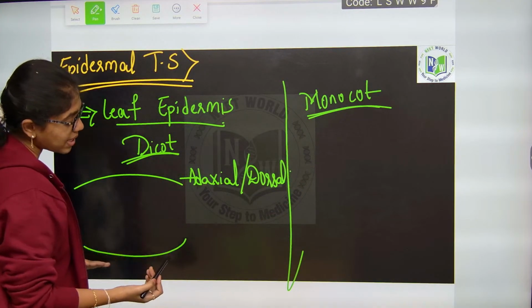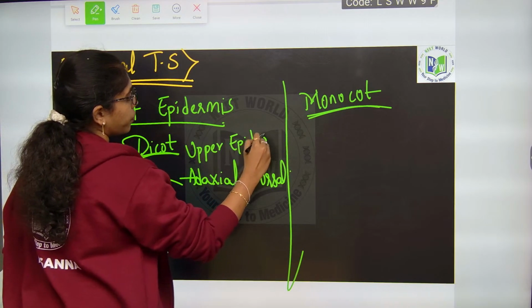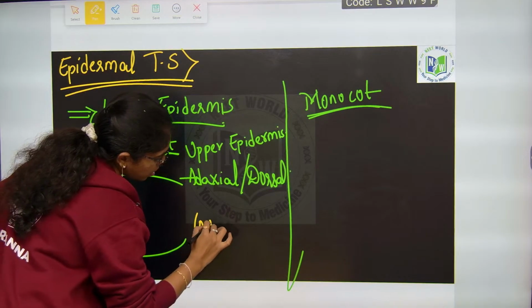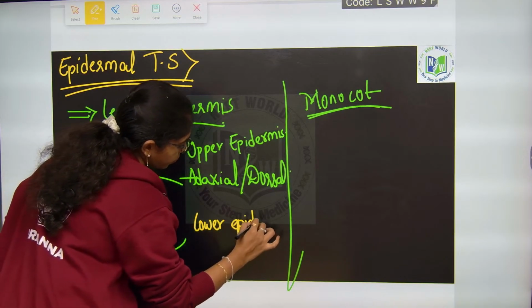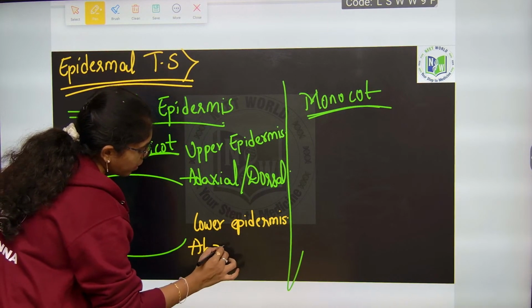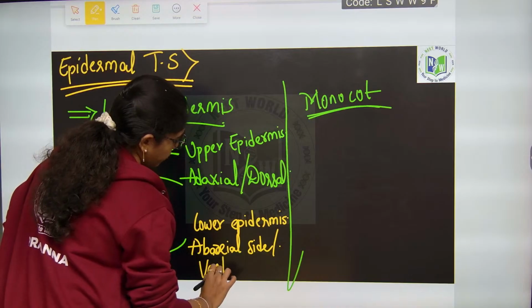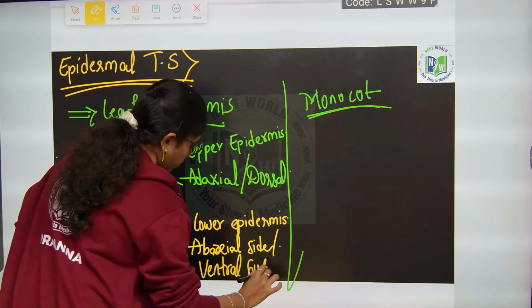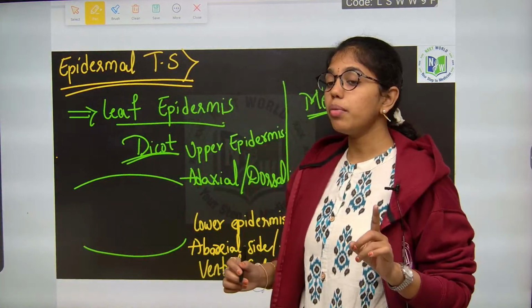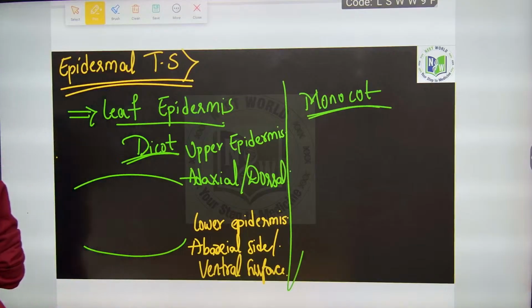The upper surface is also called as upper epidermis. Lower side is what? Lower epidermis. And it is also called as abaxial side or ventral surface. Fine. What are the epidermal structures that are present in the leaf? The epidermal structures which are present are stomatal apparatus.